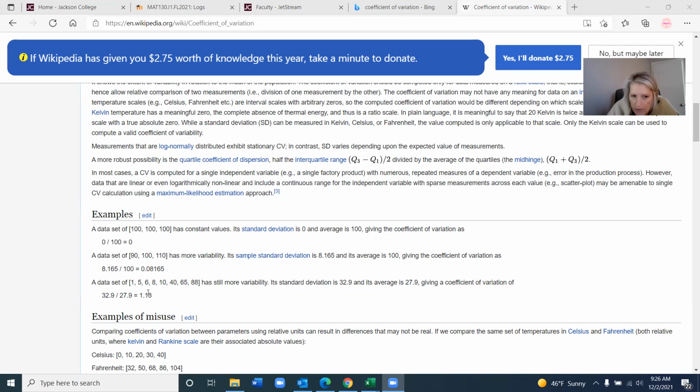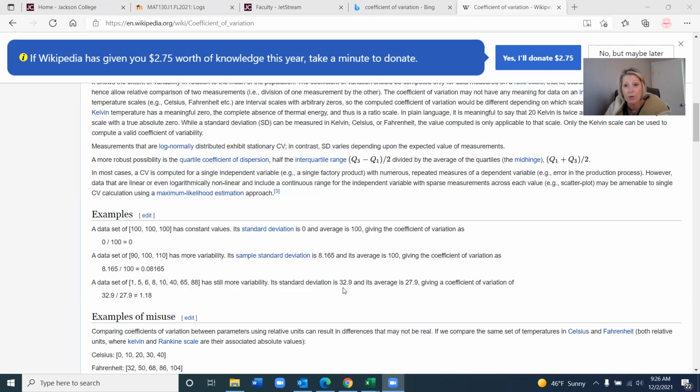Now the last data set, you have a data value as low as 1 and a data value as high as 88, and the average is 27.9, which is pretty low. And that's because you can see that most of the data is really between 1 and 10 up to 1 and 40, and 65 and 88 are definitely outliers. Okay. So its standard deviation is 32.9.